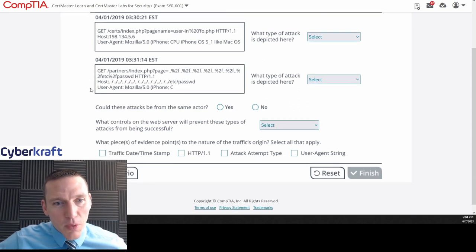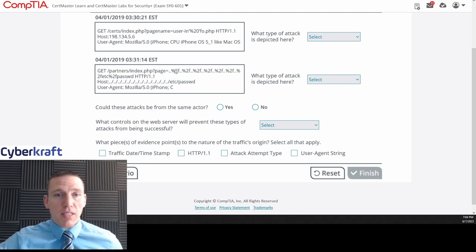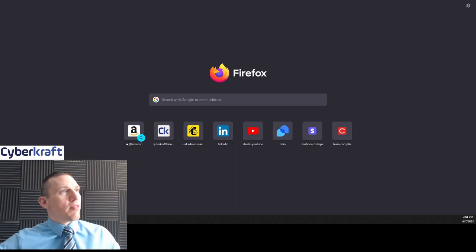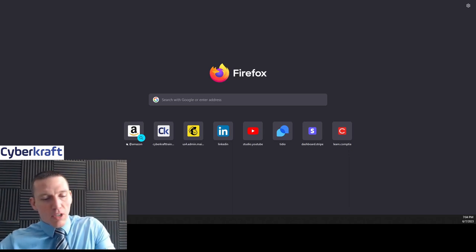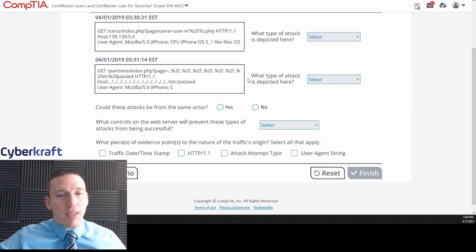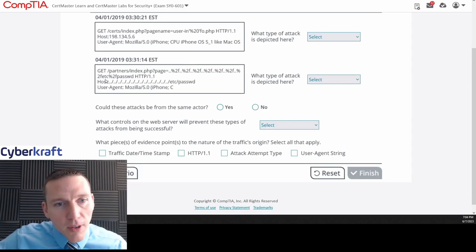Okay, and then the next GET request, we have GET partners index PHP page. Okay, now when you see something like %2F, that indicates a representation of a character that wouldn't normally be accepted as a character if you're writing a URL. So the plus sign's not accepted as a character. You can't put a plus sign in a URL, so you'd represent that by a percentage sign and then a couple of things. I think that is a period, I believe. Let's double check that. I mean, you're not gonna be able to check this during the test. We'll go after that later, but I do want to explain that after we're done here.